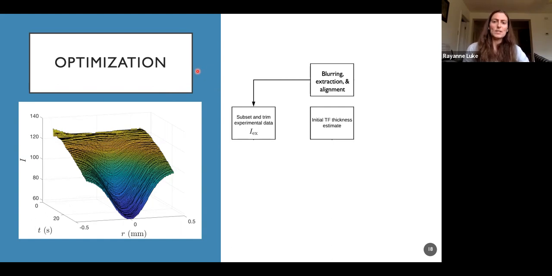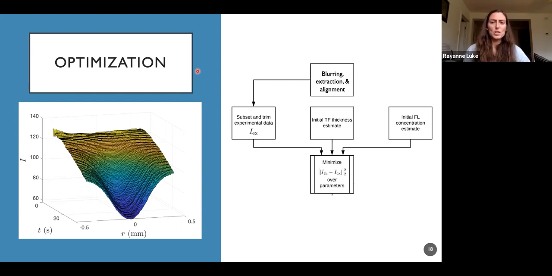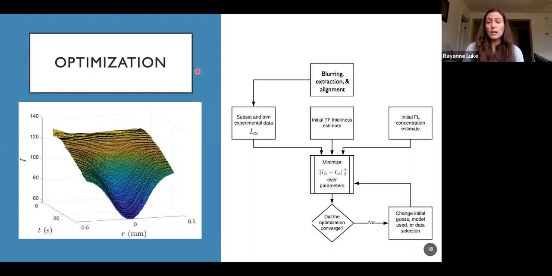We separately found a way to estimate the initial tear film thickness and the fluorescein concentration. And we put these all together into our optimization, which is simply minimizing the difference of the theoretical and the experimental intensity over our parameters. Then, of course, we ask if it converged. If not, sometimes we had to change our initial guess. Sometimes we had to change the model, which I mentioned before. We have several different evaporation distributions we used, for example. And if it did, then we were glad. We recorded the values and those of the theoretical quantities, such as the parameters.